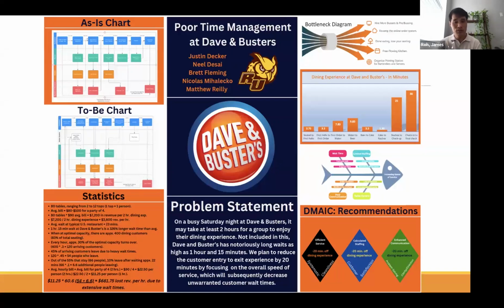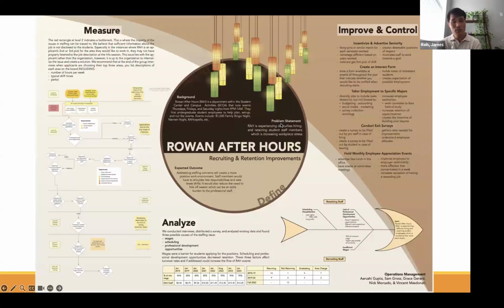Here's an example from Dave and Buster's, and they had a poor time management issue, and how can they improve this issue? So, an as-is chart, and their suggestion is that by getting rid of all these non-value-adding activities, they can achieve this improvement. So that's what was done there. Another example is Rowan After Hours. Everyone is enjoying it, but the process can improve because they have a recruiting and retention problem.